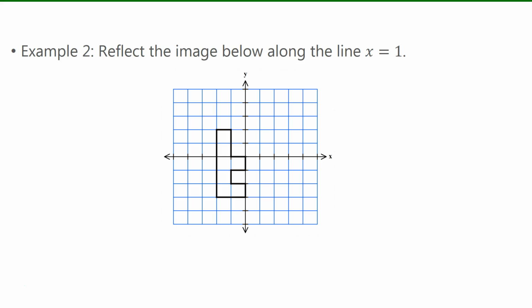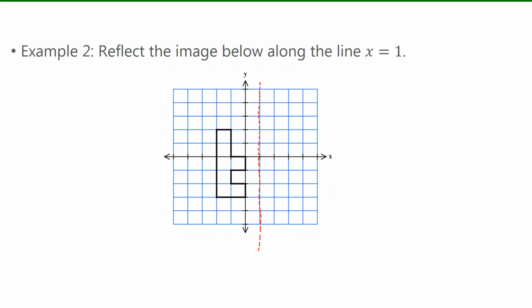Now for example 2, we have to reflect the image along the line x equals 1. Now x equals 1 is a vertical line going through the x-axis at 1. If you had an equation in the form y equals 1, then that would be a horizontal line going through the y-axis at 1.